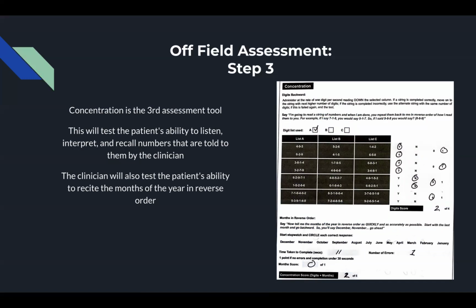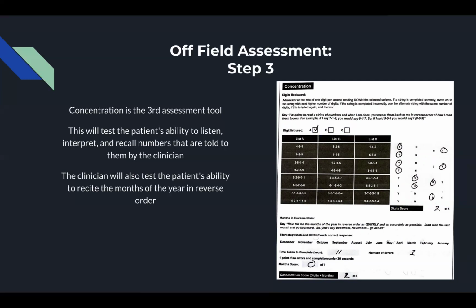We would read to the athlete, to the patient, I'm going to read a string of numbers, and when I'm done, you repeat them back to me in reverse order of how I read them to you. For example, if I say 719, you would say 917. So if I said 968, the athlete would return with 869. So moving on to what we found.